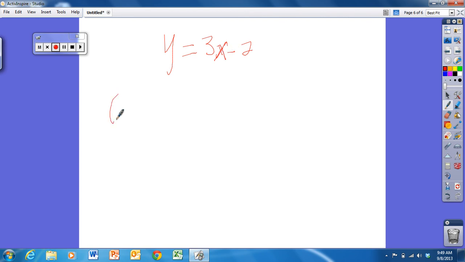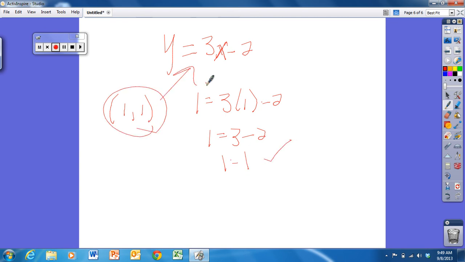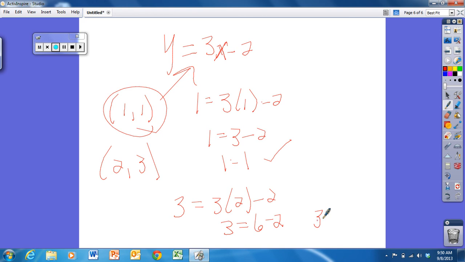The question might say, tell if 1, 1 is a solution to this equation. So you'd plug in 1 for y and 1 for x and see if it's true. 1 equals 3 minus 2, 1 equals 1. Yes, this point is on this line. Is 2, 3 a solution? Put in 3 for y and 2 for x and see if 3 equals 6 minus 2. Does 3 equal 4? No, not on the line, not a solution.